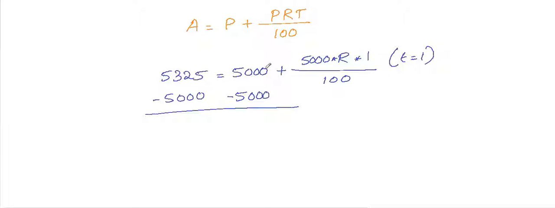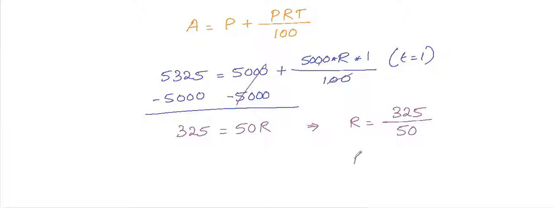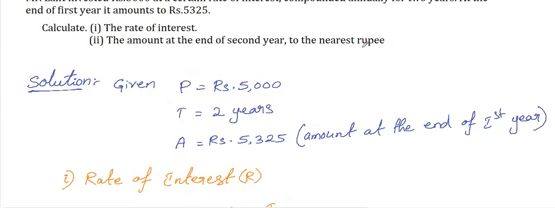So if you subtract 5,000 on both sides, we'll get 325 equals to 5,000 divided by 100, which becomes 50, so 50 R. So if you divide by 50 on both sides, we'll get 325 divided by 50. So R is equal to 6.5%. So the rate of interest is 6.5%. Now find the amount at the end of the second year.